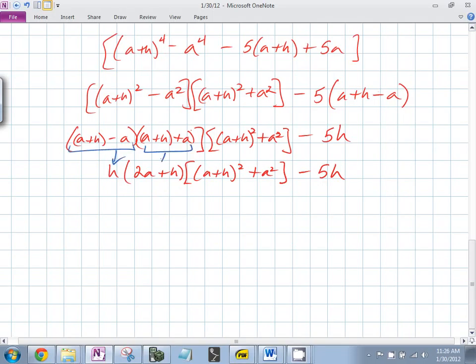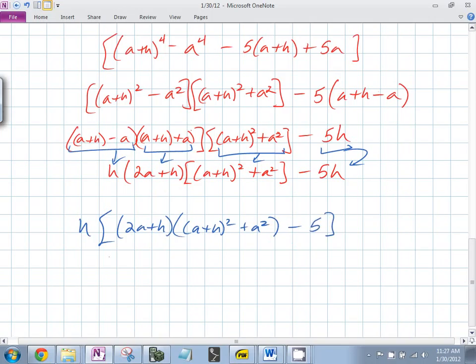Is everybody still with me? What's in all the terms now? There are only 2 terms, this term and that term. What's in both terms? H. So this turns into h times 2a plus h times (a plus h) squared plus a squared minus what? 5. And this is all over h, and it's the limit as h approaches 0.